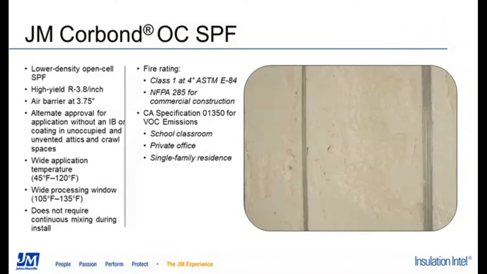Moving now on to our Corbon open cell spray foam. Again, this is a half pound density foam. It has an air barrier of 3.75 per inch. Again, with an open cell foam, you don't get that R value you get with closed cell. The R value here is 3.8 per inch, and our standard product here gets anywhere between 16,500 to 18,000 board feet per set. When I say a set, it's a 55-gallon drum, so you'd have A and B.